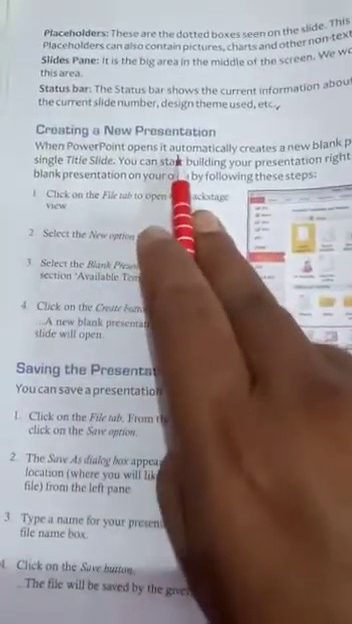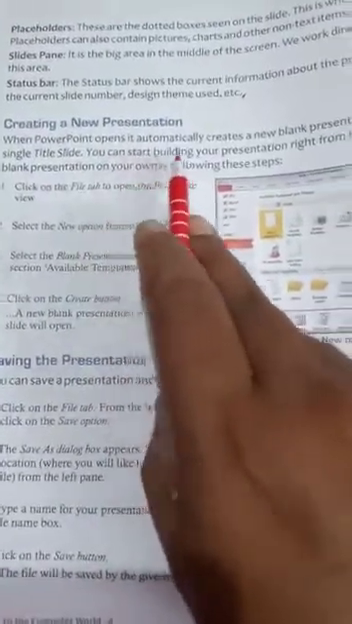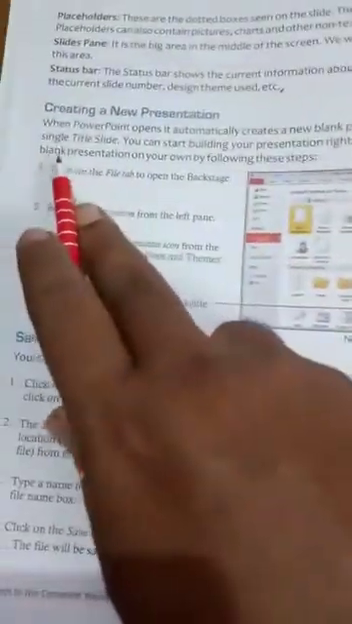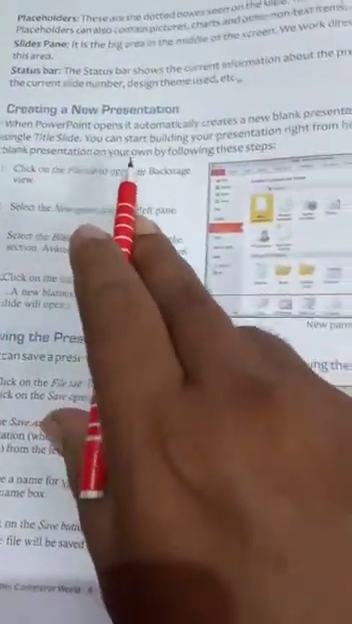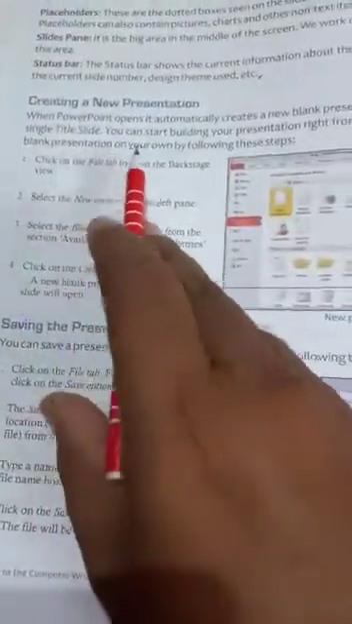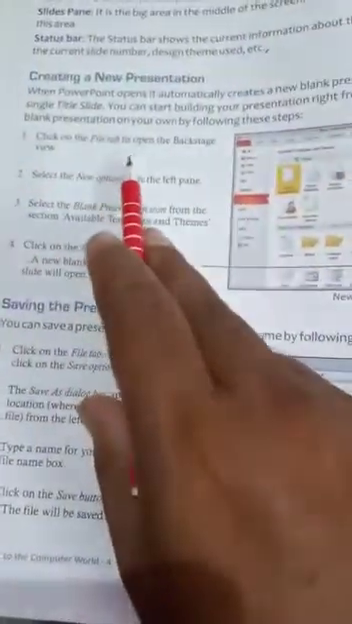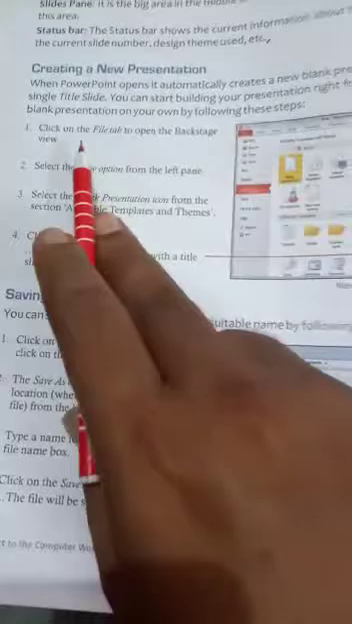Creating a new presentation. When PowerPoint opens, it automatically creates a new blank presentation consisting of a single title slide. You can start building your presentation right from here or create a new blank presentation on your own by following these steps. First, click on the File tab to open the Backstage view.